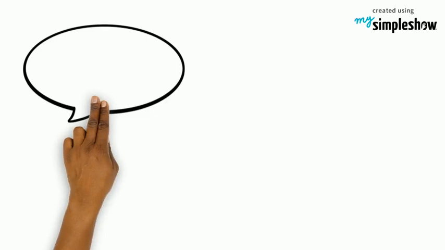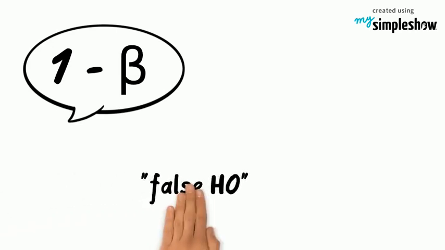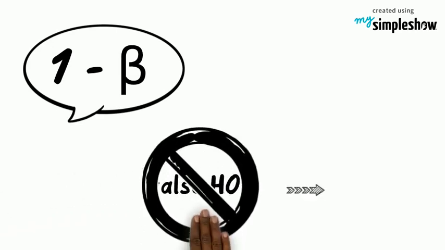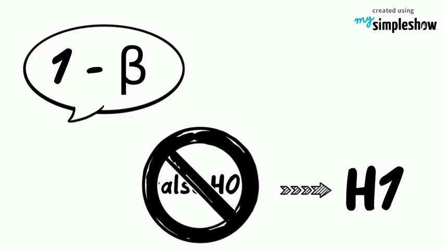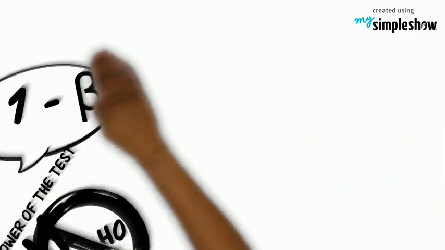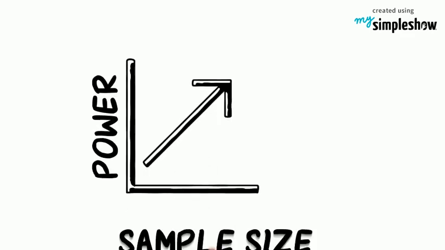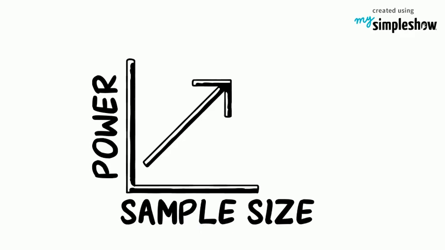We should also mention that the probability of rejecting a false null hypothesis is equal to 1 minus beta. This is the researcher's goal, to reject a false null hypothesis. Therefore 1 minus beta is called the power of the test. Generally, researchers increase the power of the test by increasing the sample size. The larger the sample size, the higher the statistical power of the analysis.